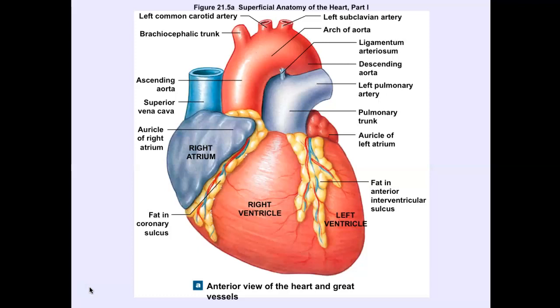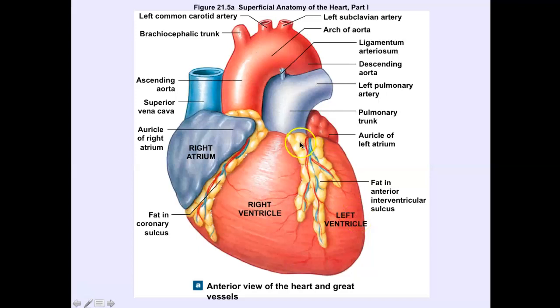So the first thing to understand when we look at a heart diagram or a model is that the heart has 4 chambers. The 2 smaller chambers on the superior aspect of the heart are called atria. So there is a right atrium and a left atrium. Then there are 2 larger chambers of the heart. They're called ventricles, the right ventricle and the left ventricle.